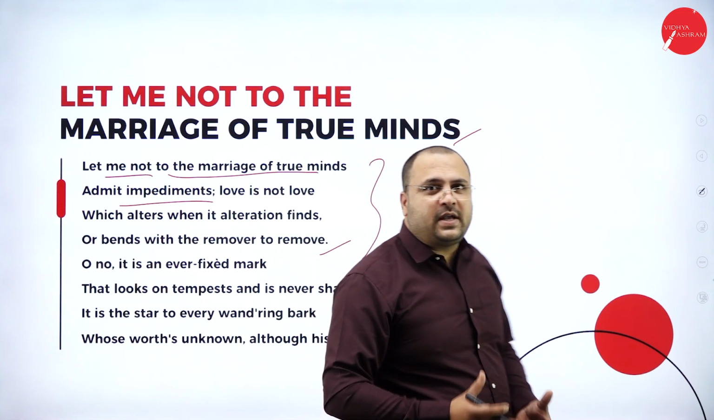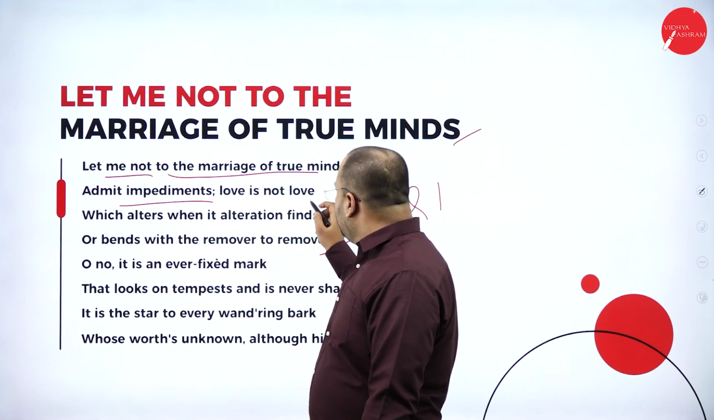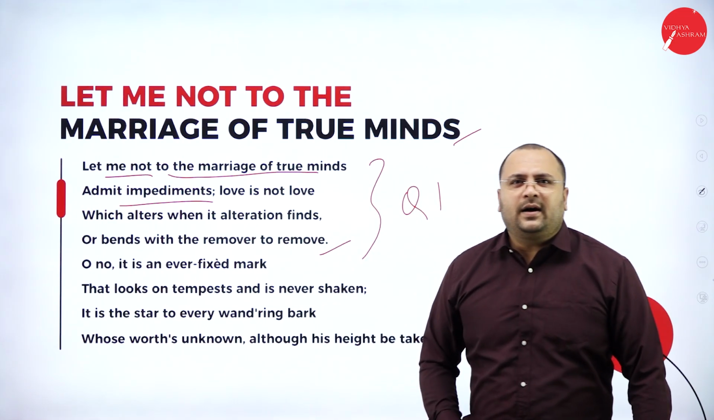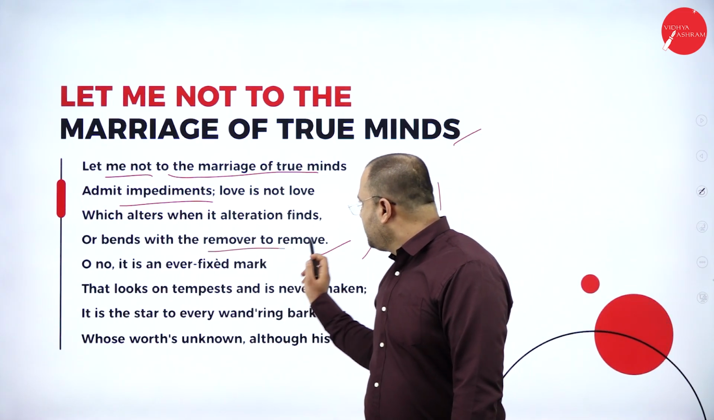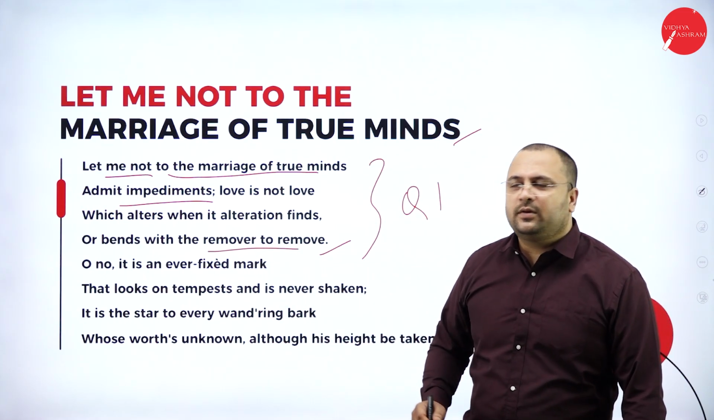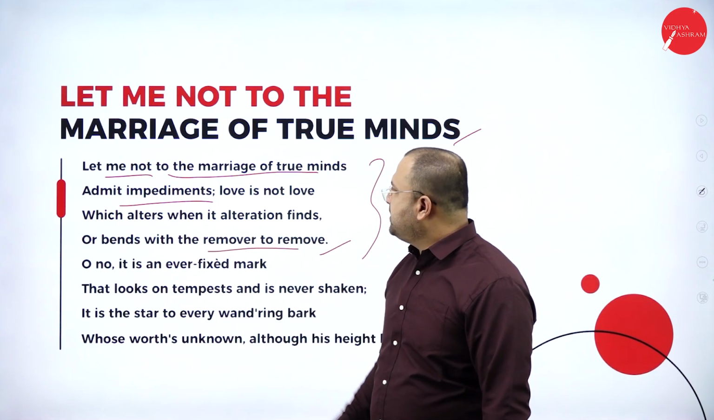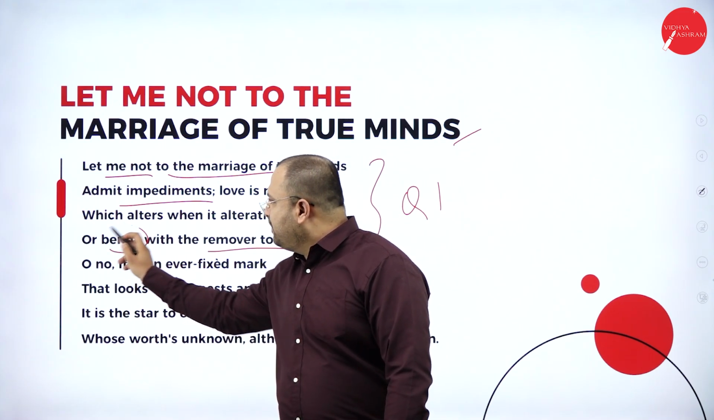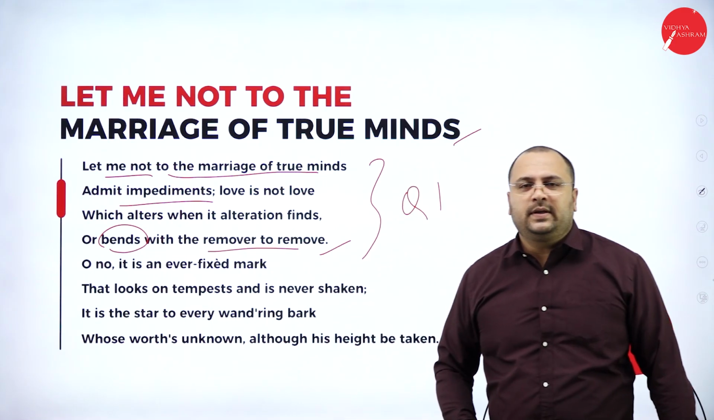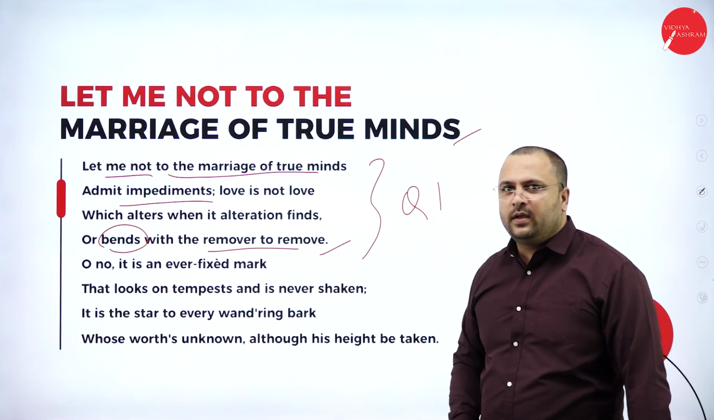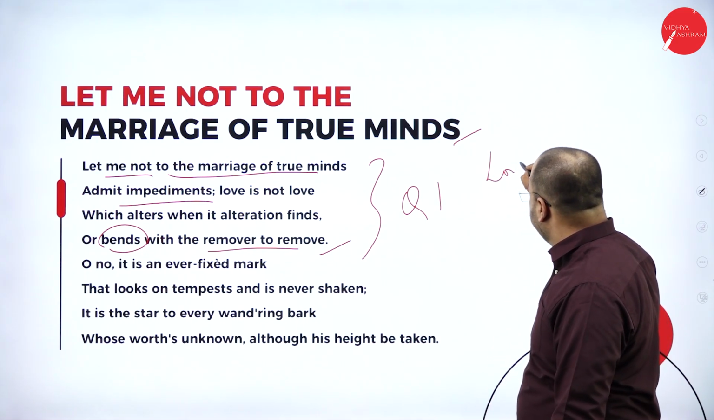So I don't have anything to say. This is what William Shakespeare says. Love is not love, which alters when it finds alteration. Any love which alters with time or when it changes with the remover to remove, that is not true love. That is what he says. Love is not love which alters when it finds alteration or bends. That means when it bends with the convenience, when there is a remover to remove that love. So he is talking about love. In the first quatrain, we try to get the idea that the poet is talking about love.